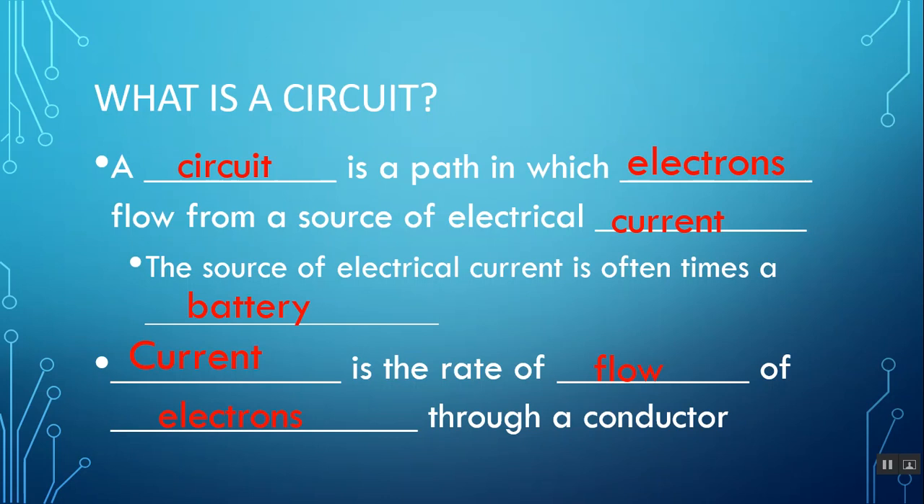And then current, what is current? Current is the rate of flow of electrons through a conductor. So that's what we measured on the little ammeter, and we looked at the speed of the electricity passing through.